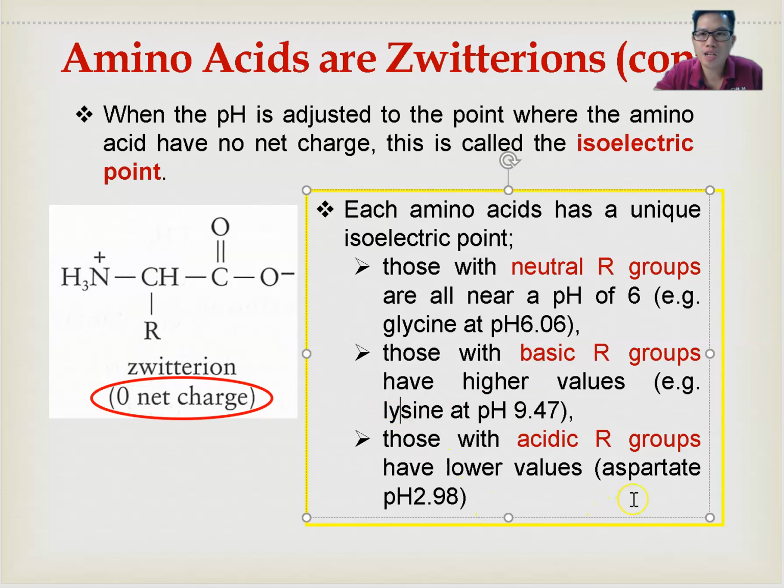Whereas aspartate, with the acidic R group, has no net charge at about pH 2.98. Reaching no net charge can have a big effect on solubility. Usually it can lead to precipitation. Either at no net charge or near to no net charge, the precipitation will start to form.